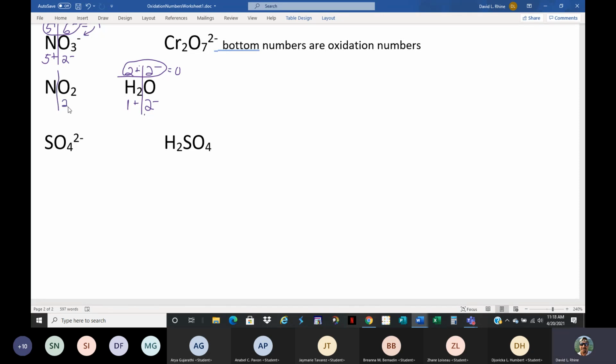Okay, we know that this is 2-. 2 times 2 is 4. Okay, we know by definition or rule, this has got to be 4+. 4+ divided by 1, because there's only one nitrogen, means it's also 4+. And the bottom numbers are oxidation numbers. Okay, so these are my oxidation numbers. Now, not subscripts. So I don't want you to think that these numbers are your oxidation numbers.